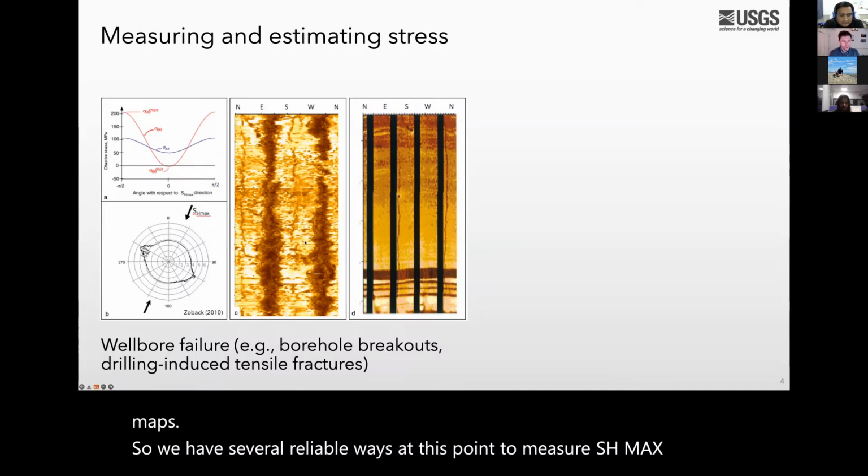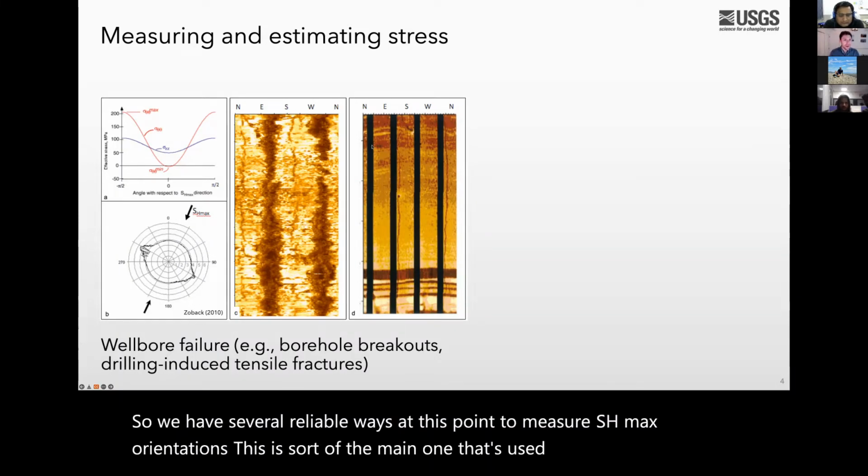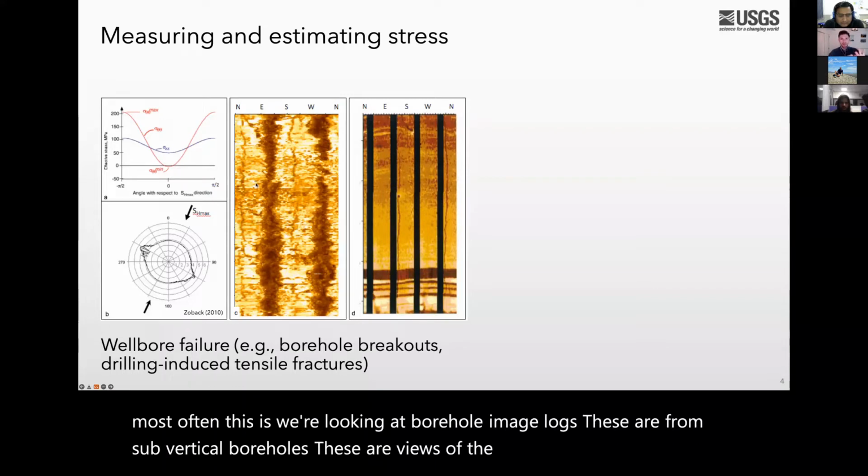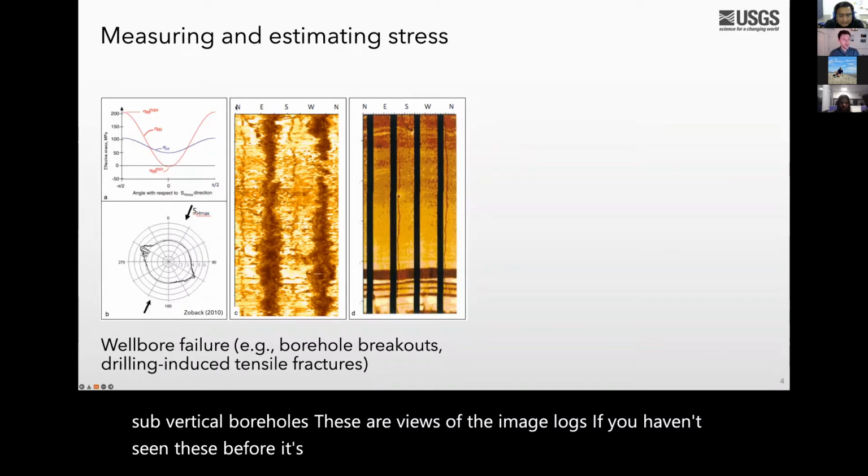This is the main one that's used in industry, I would say most often: borehole image logs. These are from subvertical boreholes. These are views of the image logs. If you haven't seen these before, it's unwrapped. So we have the compass directions, north, east, south, west, and then north again.